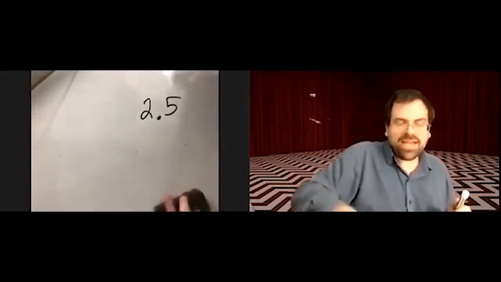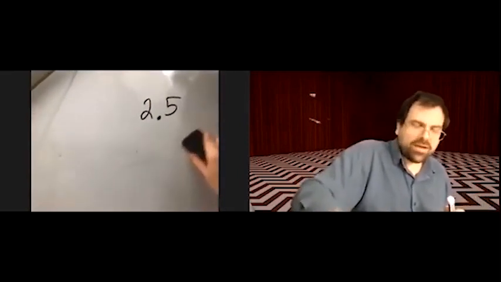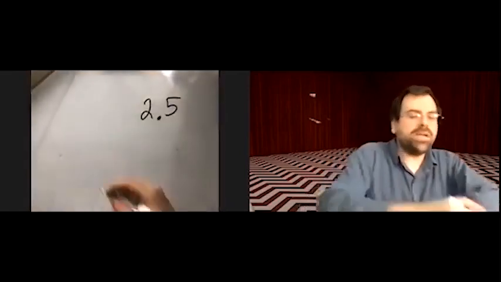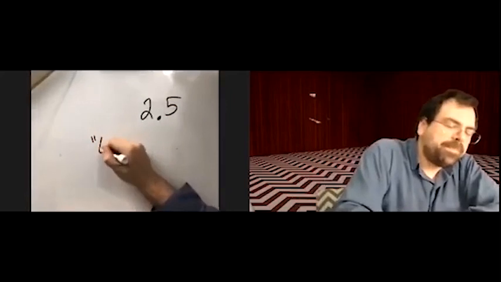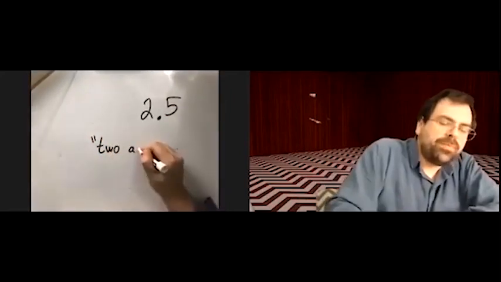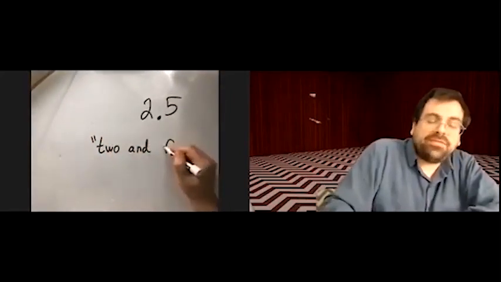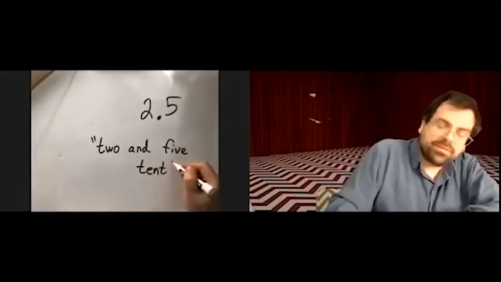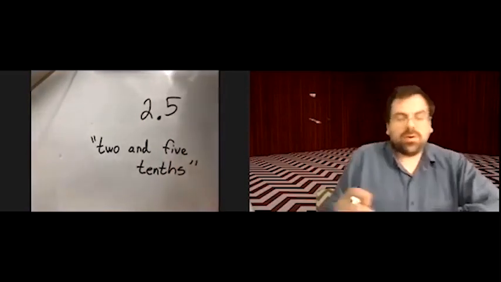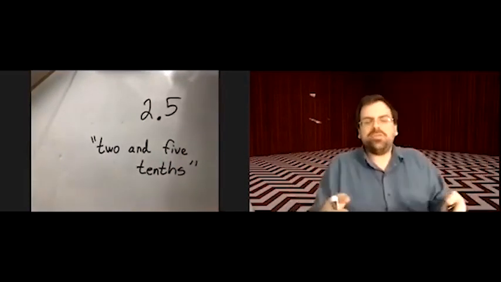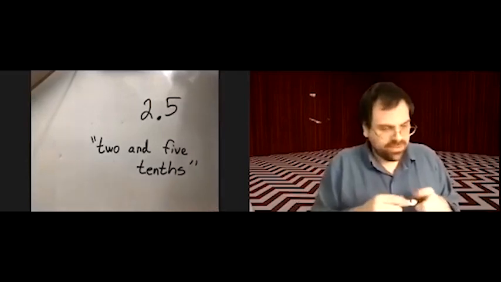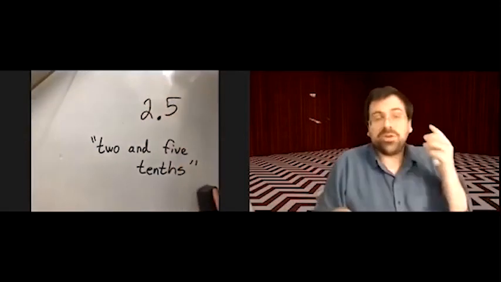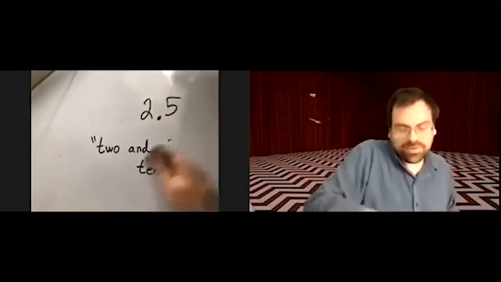Now, 2.5, that's not how we will actually say this. This would actually be 2 and 5/10. What does this mean? How do we know this? Well, to start with decimals, we have to start where we started with whole numbers.